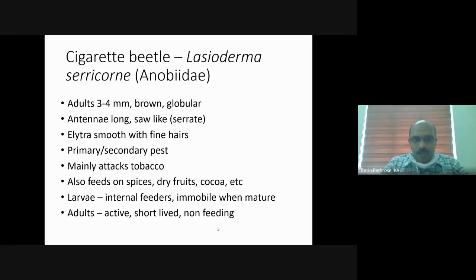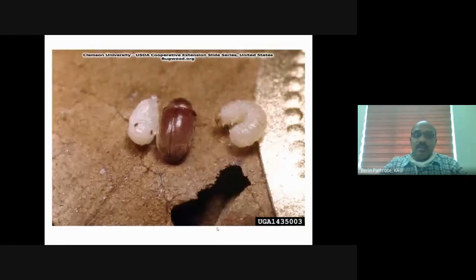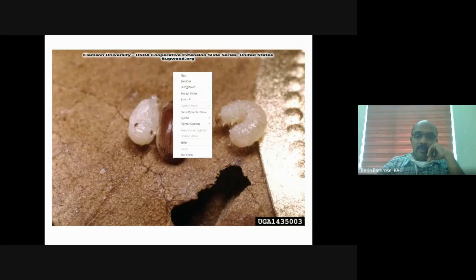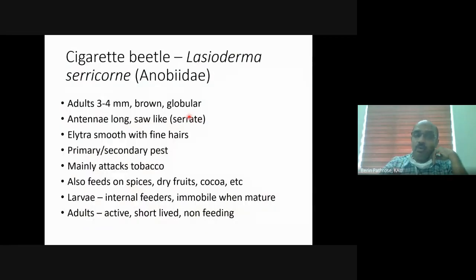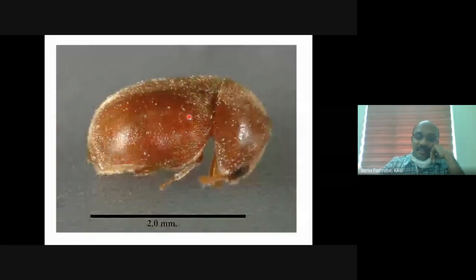It is extremely small. So coming to the first pest, I will be discussing Lasioderma serricorne, belonging to the family Anobiidae. The adults are 3 to 4 mm, brown and globular. See this insect. You may not be able to appreciate the size, but you can see it is brown in color and globular in nature. So the insect is 3 to 4 mm in size, brown, globular. The antennae are long and serrate. I will show a picture of it.